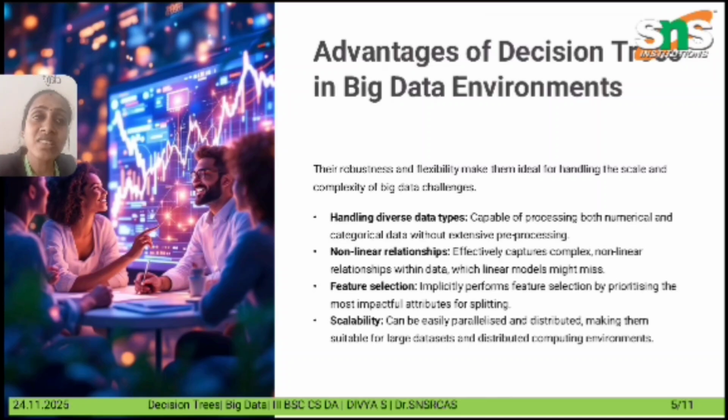Normally, the advantages of decision trees in a big data environment are, first, handling diverse data types: they are capable of processing both numerical and categorical data without extensive pre-processing. Non-linear relationships: they effectively capture complex non-linear relationships within the data, which linear models might miss. Then scalability: they can be easily parallelized and distributed, making them suitable for large data sets and distributed computing environments.